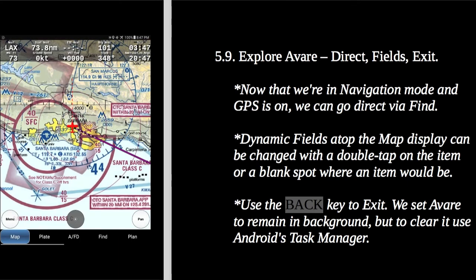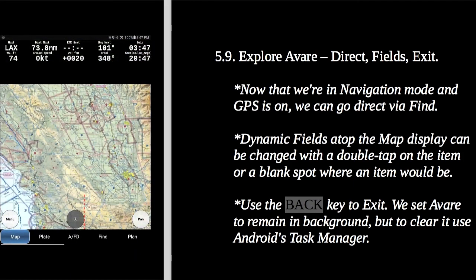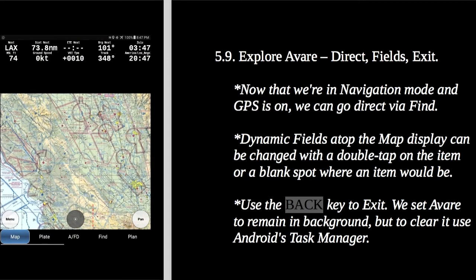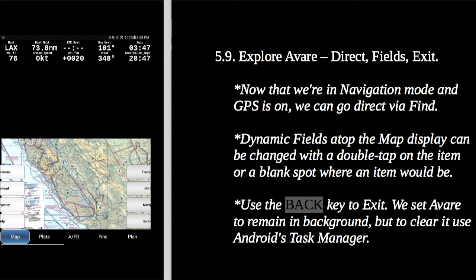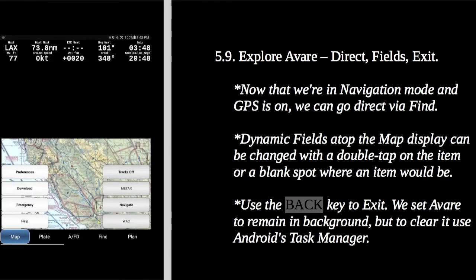Now I'll zoom out and pan to show what happens when I get to the edge of the LA sectional. Remember, that's the only sectional I've downloaded. I didn't download the San Francisco sectional because I'm not flying there until after it would have expired anyway, so I did get the WAC chart. So let's have a look at that.